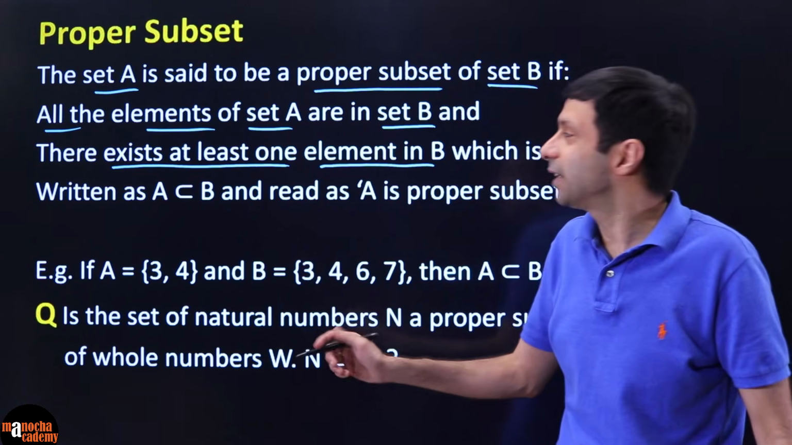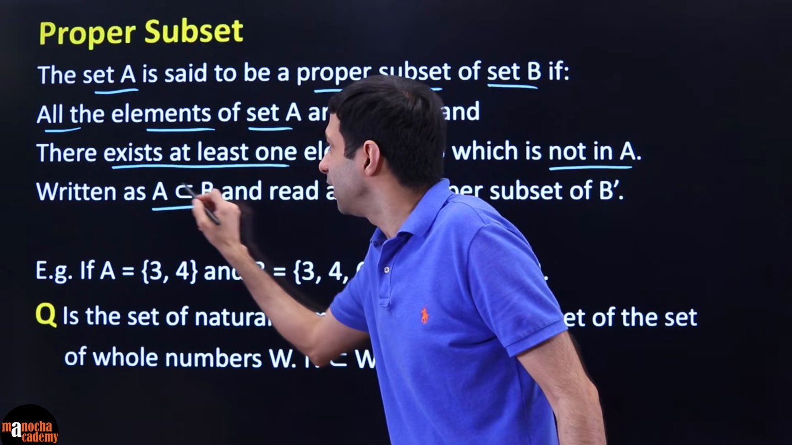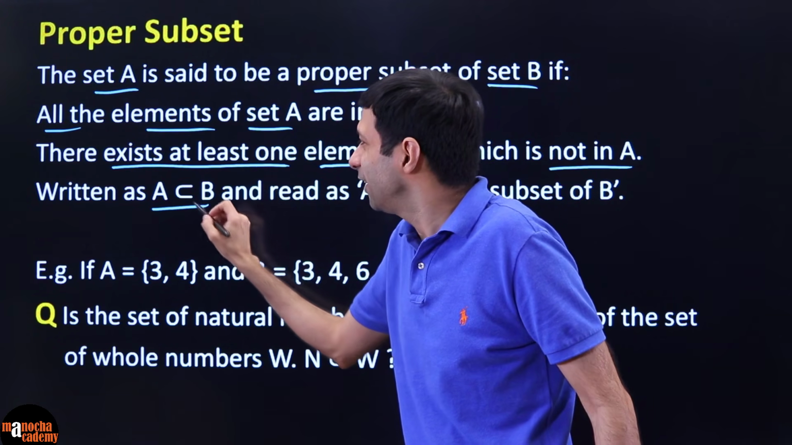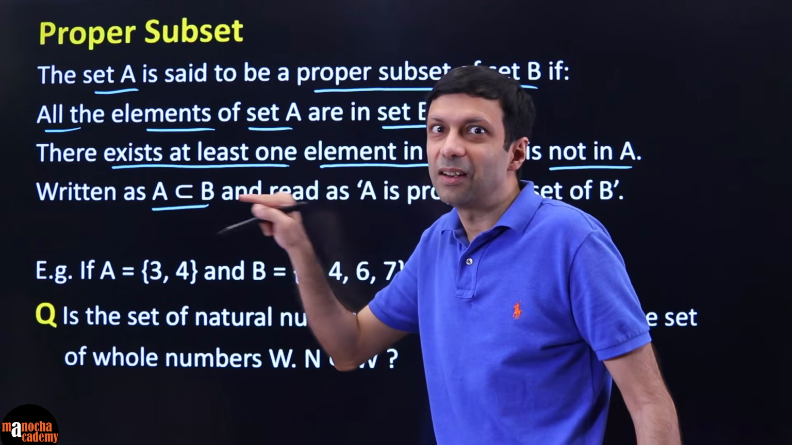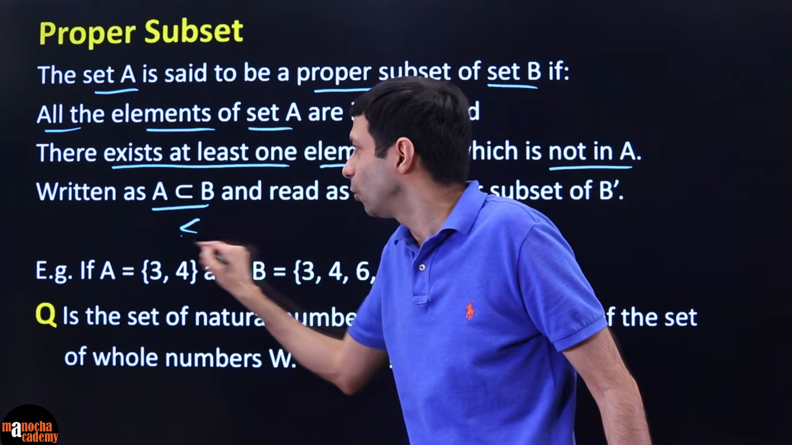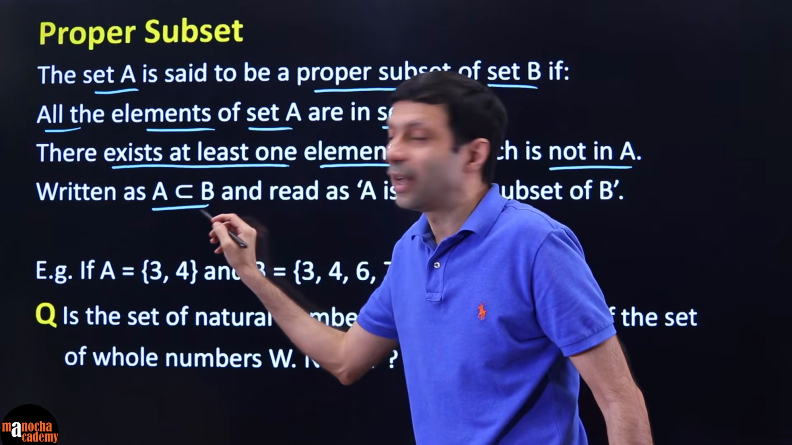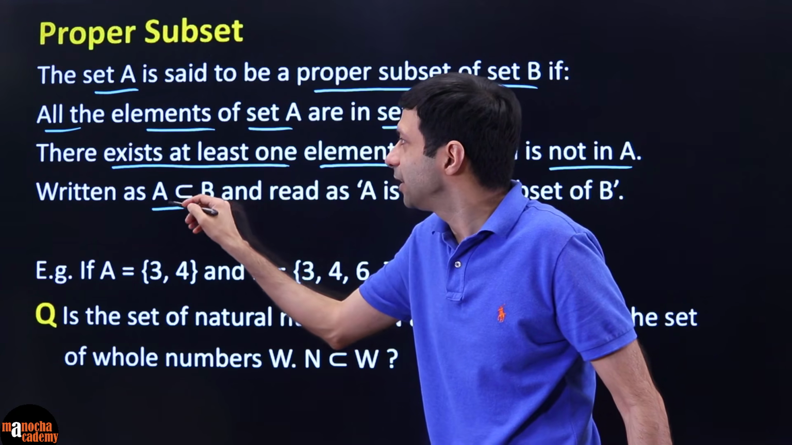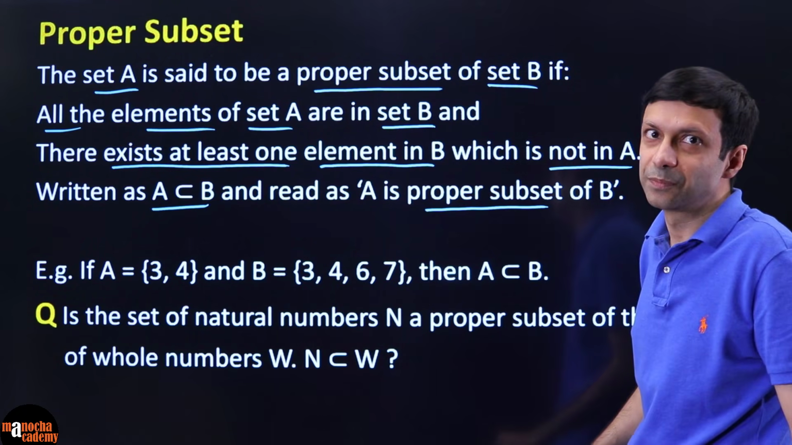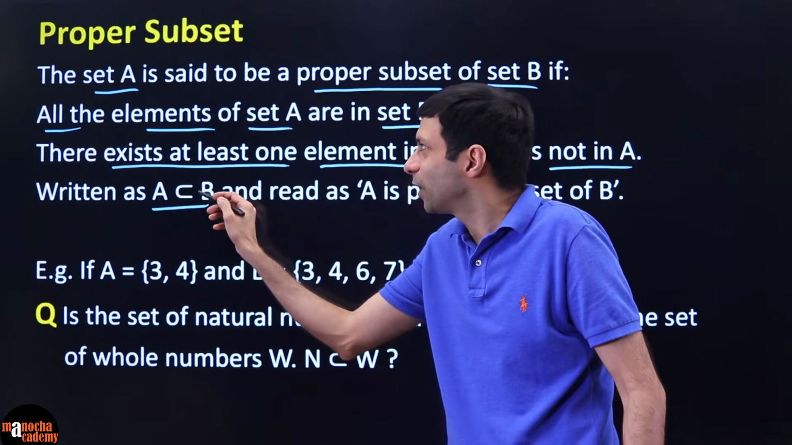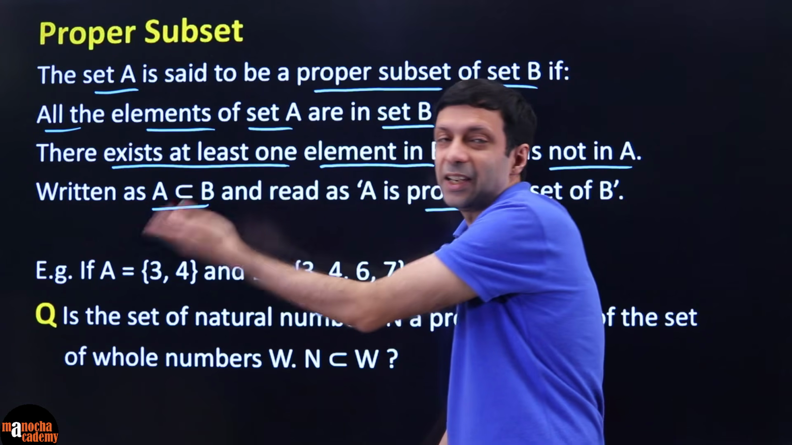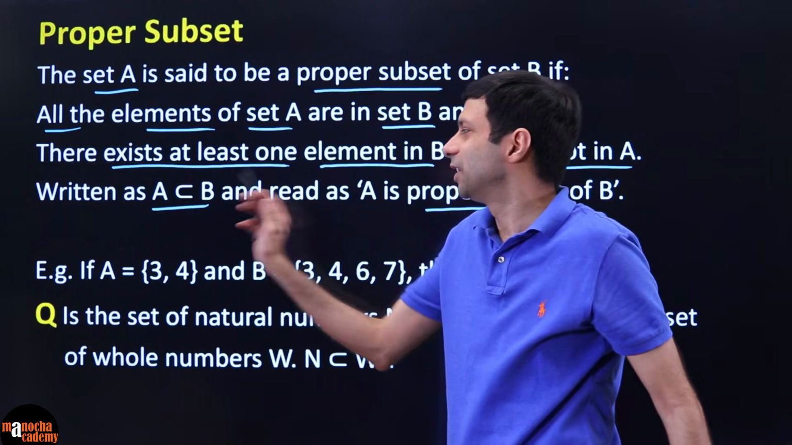And we denote this as A, and again, this sort of flattened C, and don't put that underline. That equal to sign should not be there, just like we write less than equal to or greater than equal to. So that line will not be there, and we read this as A is a proper subset of B. And since B is greater, that's why this opening sign is towards B and that close sign is towards A. Clear? This is the notation.